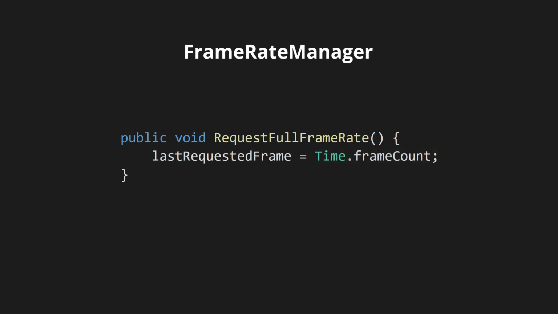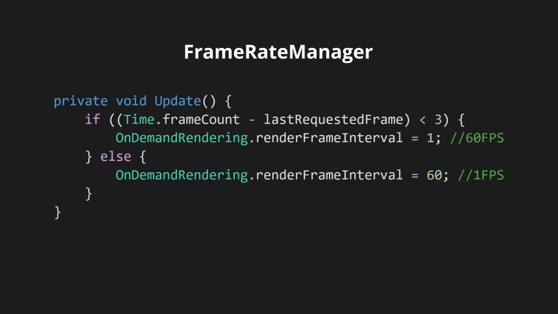Whenever something in the app wants to change the UI, it calls FrameRateManager.instance.requestFullFrameRate, which records the Time.frameCount in a variable called lastRequestedFrame. In the update loop, I check if the lastRequestedFrame is within 3 frames of the current frame, and if so, set renderFrameInterval back to 1. I check the last 3 frames because I'm not sure how exactly the graphics system works, and I didn't want to have to deal with any weird edge cases. You could potentially only check the last frame, but I can't guarantee that will work in all cases.